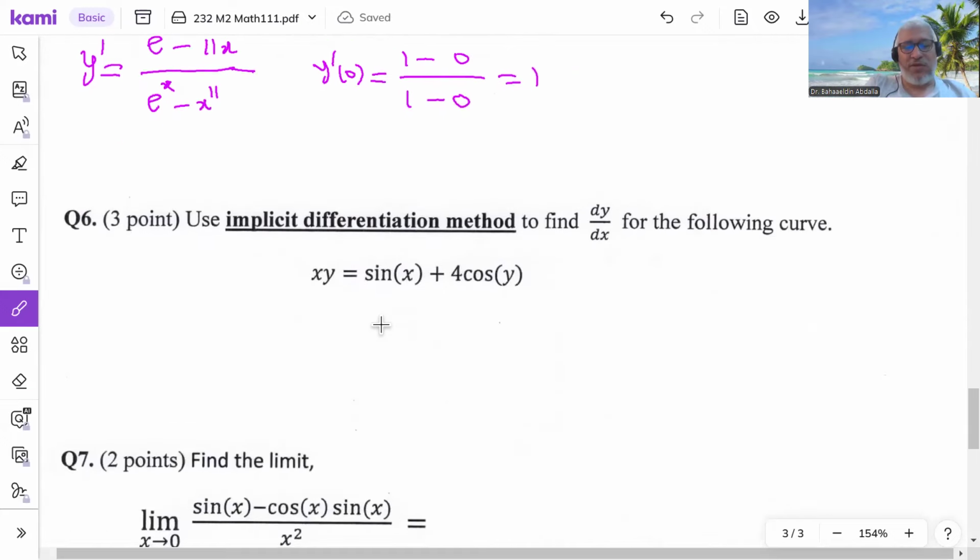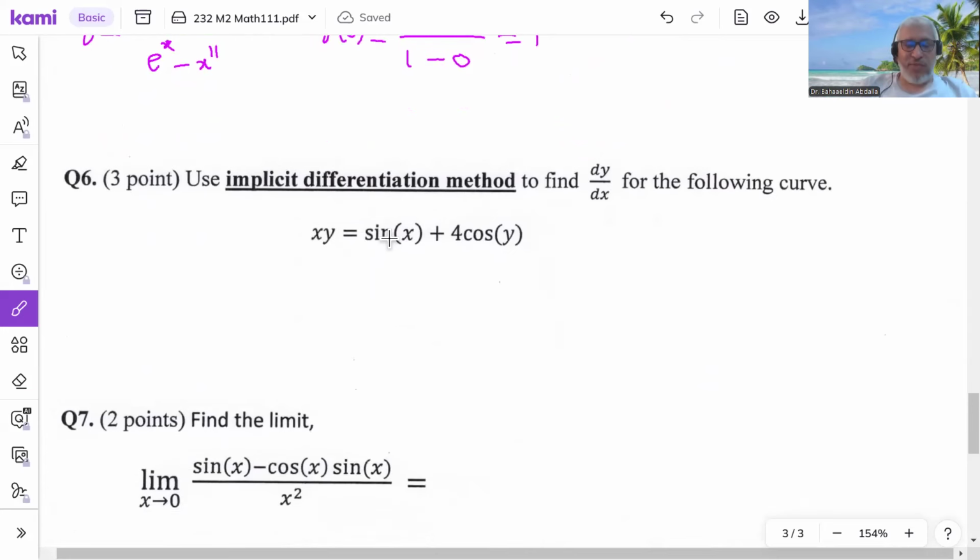Use implicit differentiation to find dy by dx. Well, we have to use implicit differentiation because the equation is not solved for y. We have y and x in the same equation. So how to find the derivative? We find the derivative as usual, but with respect to x.